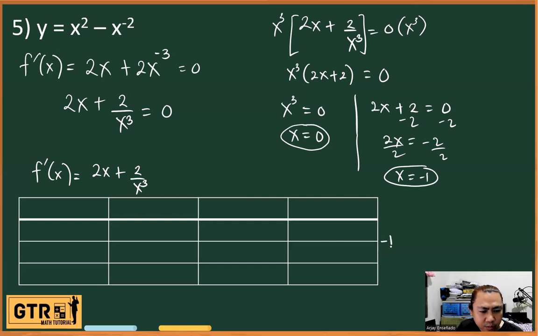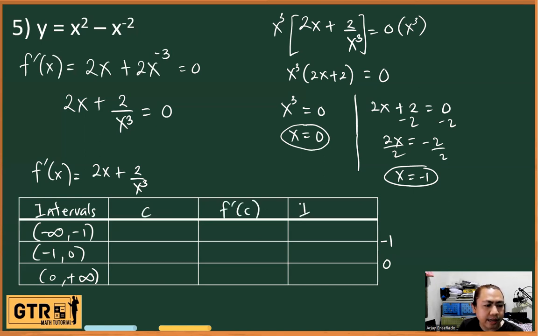So we put negative 1 here and then 0. So the subintervals are negative infinity up to negative 1. Then we have negative 1 up to 0. And then last is 0 to positive infinity. So let's just put the label intervals. So this is the C, f prime of C, and this is the increasing or decreasing.